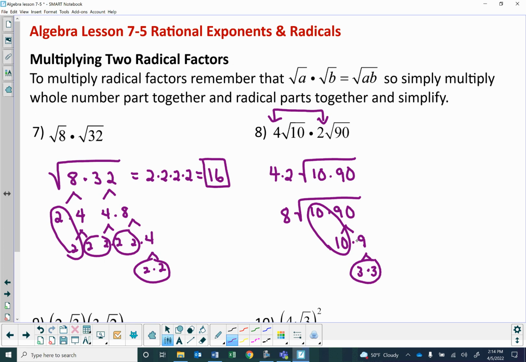Those pair up. So I can take out a 3. I can take out a 10. And I already have the 8 on the outside. So this is going to be the 8 that was already there times the 10 I took out times the 3 I took out. Okay, which ends up to be 240. So sometimes when you multiply or simplify, you get back down to a whole number.